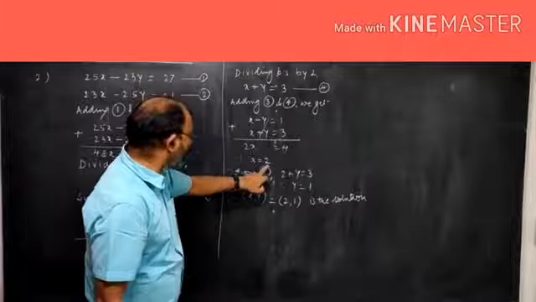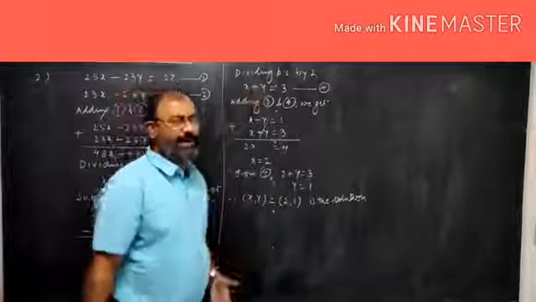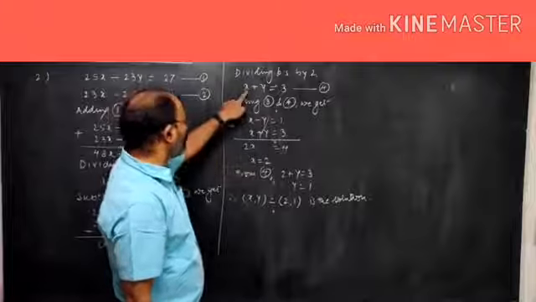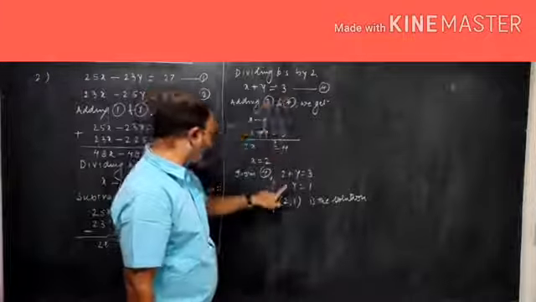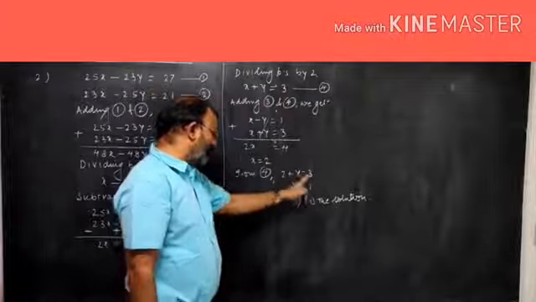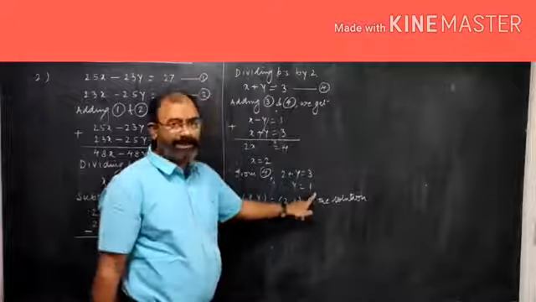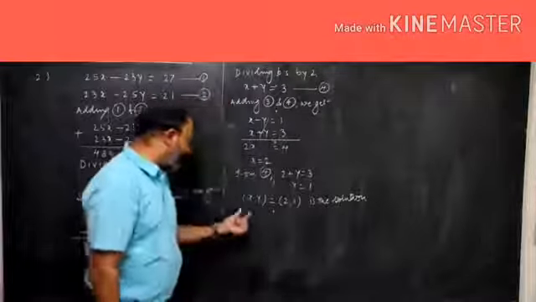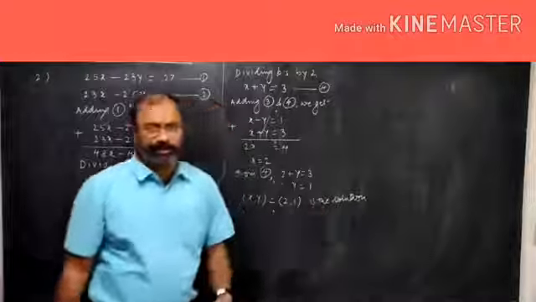And if I put the value of x is equal to 2 in any of the four equations, I will use the simplest equation. This value of x I am putting here. So 2 plus y equal to 3. This 2 goes to the right side, you get y is equal to 1. So the value of x is 2, the value of y is 1. Therefore, 2, 1 is the solution.